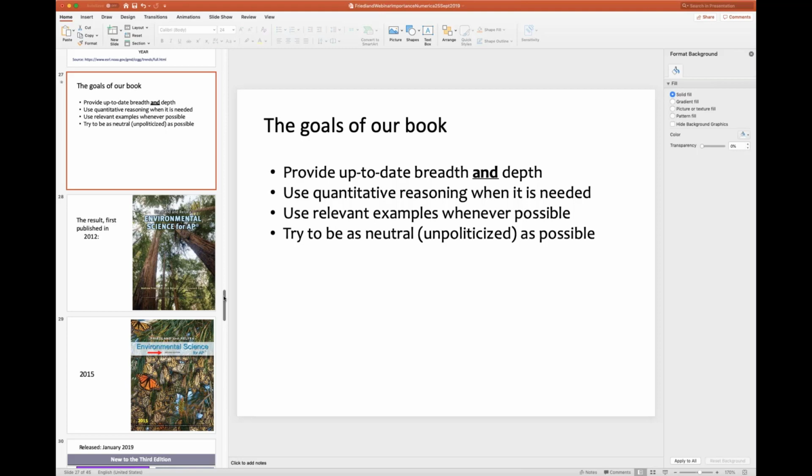We don't have a love of doing math just for the sake of doing math, but we use quantitative reasoning when it's needed, and that's very much the philosophy of the AP Environmental Science exam. It's no coincidence; I helped create the course curriculum and the early exams, and I had that same philosophy in writing a textbook. We try to use relevant examples whenever possible, and we try to be as unpoliticized, as neutral as we can, not chemically neutral, but politically neutral as possible.